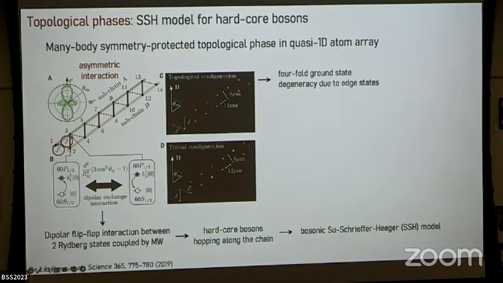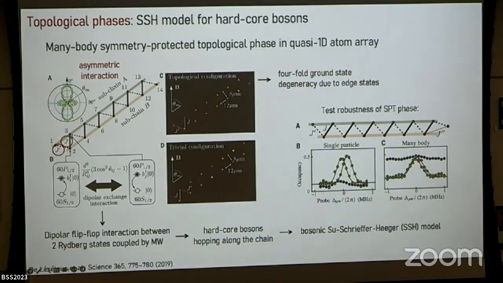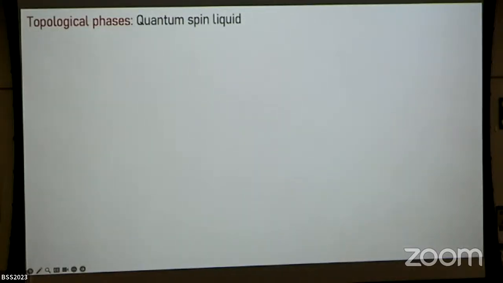Here I'm going to be very superficial, but the idea is that they observe this fourfold ground state degeneracy due to the edge state of the chain, and they do some measurements to test the robustness of this symmetry protected state. That's about it. Again, if you want to see more details, you can look at the paper. Here, I just wanted to show you, this was the very first work on topological phases, and it used this XY type of Hamiltonian and used these asymmetric interactions in an interesting way to map into this specific model. But the one that I'm going to talk about more is this quantum spin liquid paper.